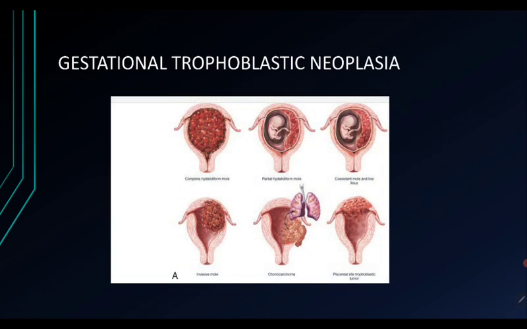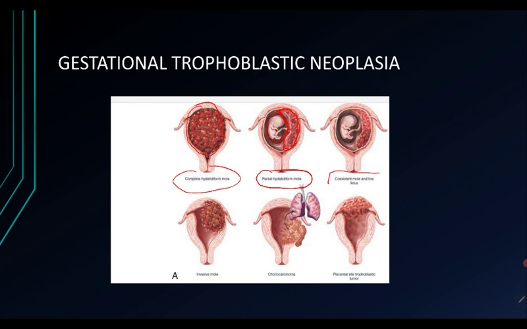Then gestational trophoblastic neoplasia: you can see the complete hydatidiform mole. So this complete cavity is full of hydatidiform tissue, which is grape-like vesicles. And this is a partial hydatidiform mole. So you can see some fetal part is formed because it is partial. Fetal part is somehow formed, but the rest is hydatidiform tissue, like grape-like vesicles in the placental site.